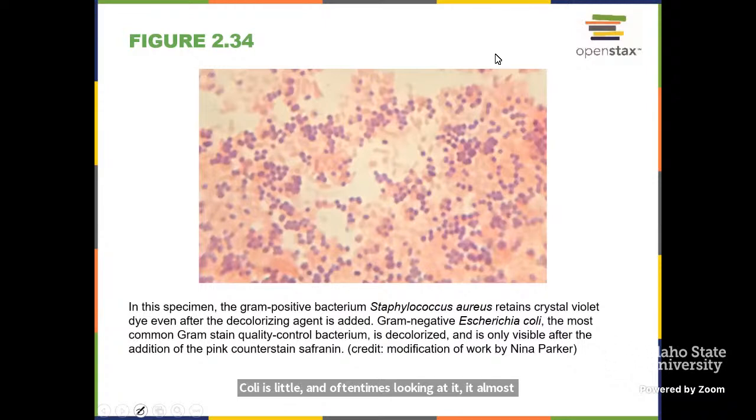And many times you look at it and you're like, I think that's a gram-negative cocci. It looks like a little circle, all right? But it's really not, all right? And sometimes you might see a little bit of both, all right?